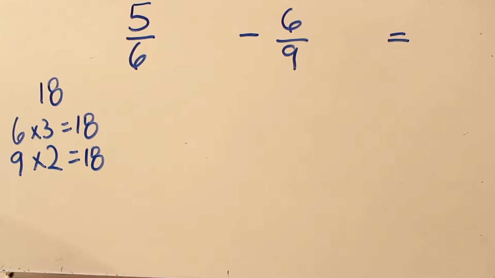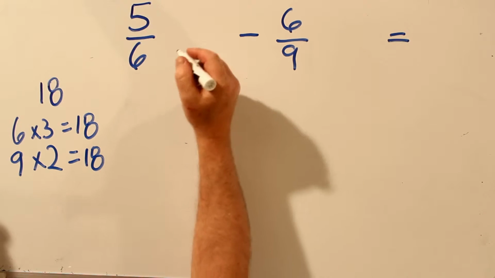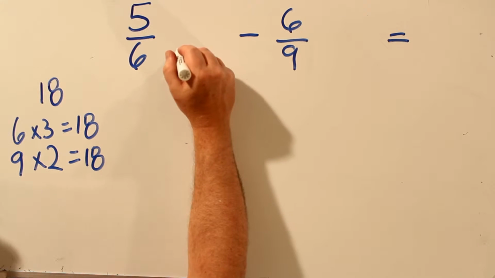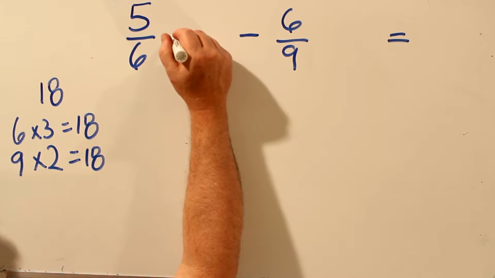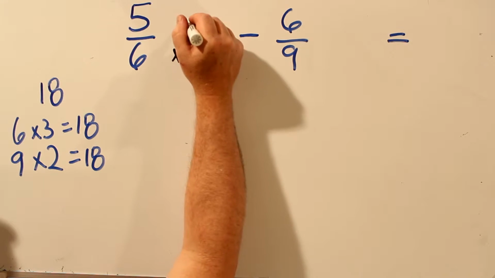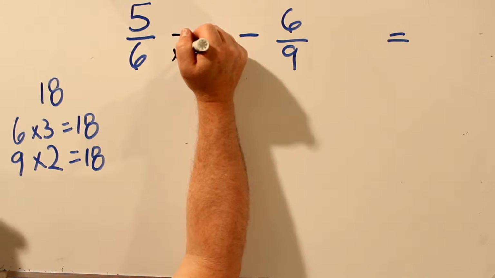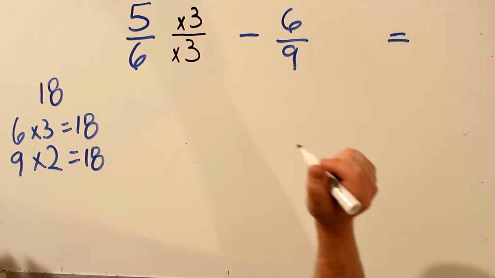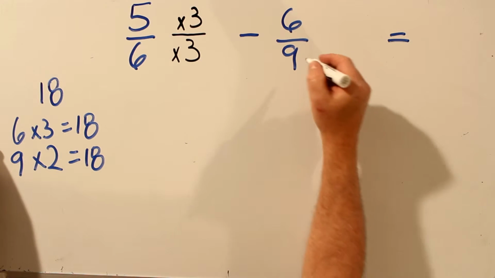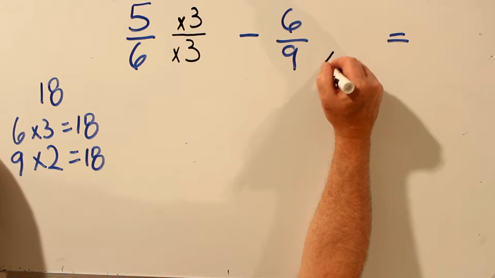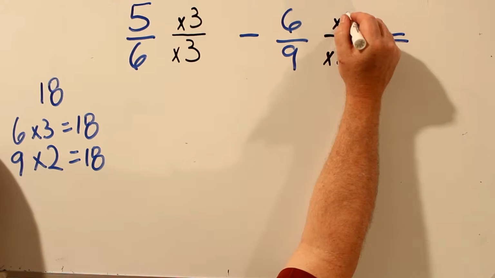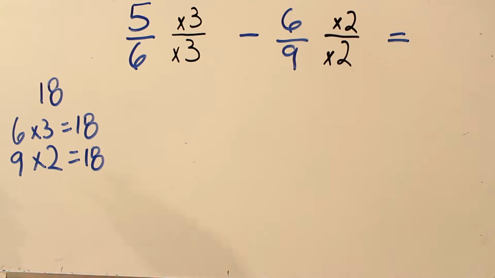Knowing that, we can make these fractions have the same number. To get to 18 from 6, you have to multiply by 3. Now, in order to keep the fraction the same, we have to multiply the bottom by 3 and multiply the top by 3. That doesn't change the value of the fraction if we do the same to both. Over here we have to multiply the bottom by 2 to get to 18. And if we multiply the bottom by 2, we have to multiply the top by 2, so that the value of the fraction doesn't change. It just gives us the same number on the bottom.